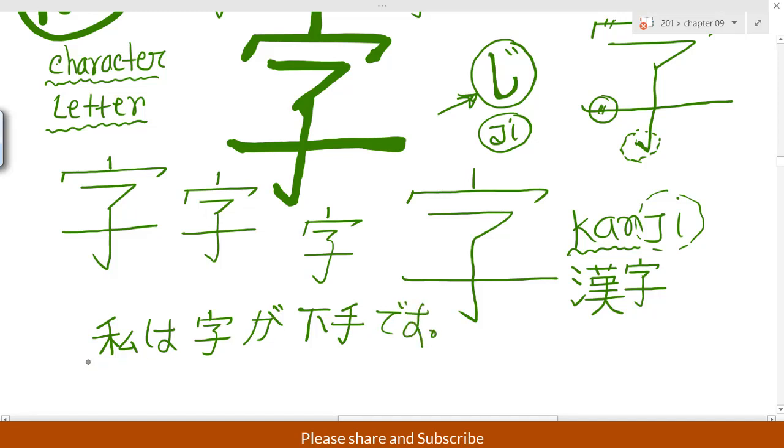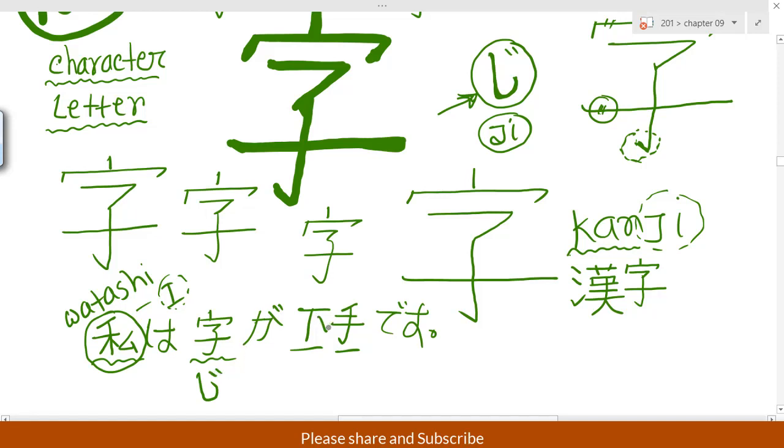So here the kanji is four. So here 1, 2, 3, 4. So the first one, we know, is watashi. Wa, ta, shi, that means I, me. This is watashi. This is called Ji.